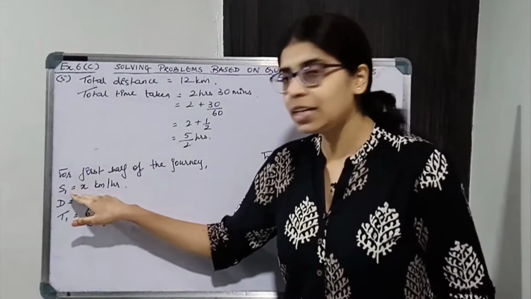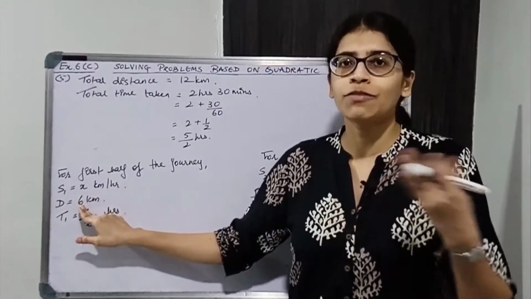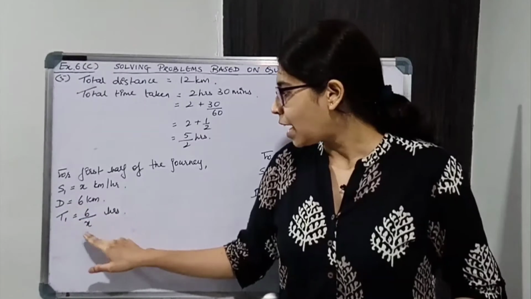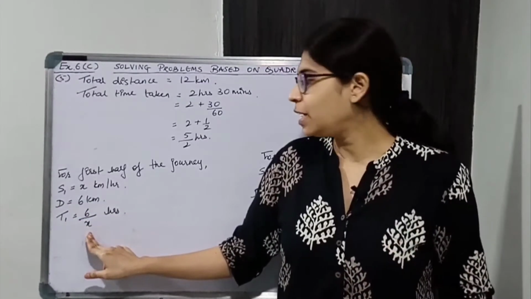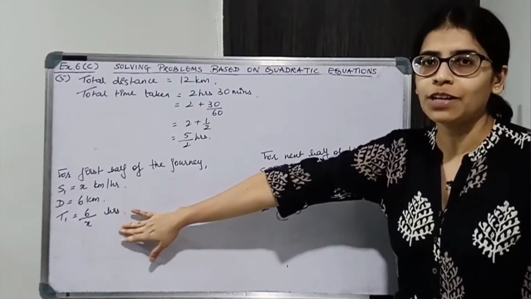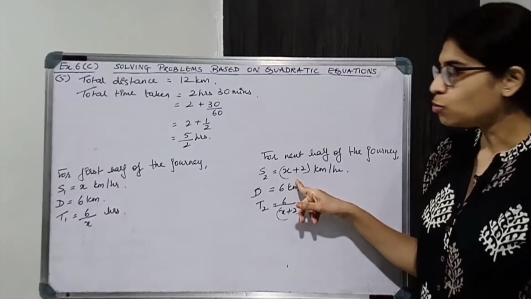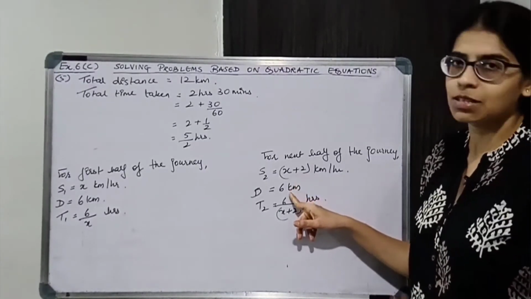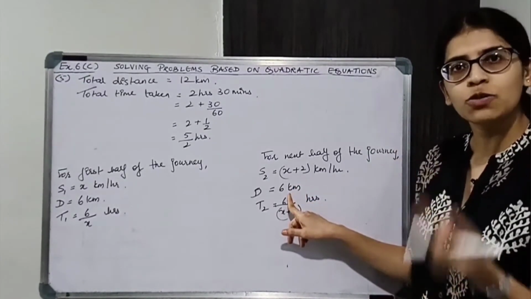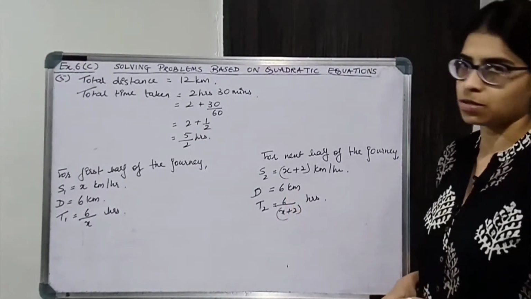So speed is x, distance is 6 kilometers, half journey है, so 12 का half 6 हो जाएगा, and time taken will be distance upon speed, that is 6/x hours, okay? I have not written the formula, you can write the formula over here. For the next half it is x + 2, speed is more, distance is same, half बाकी है, so 6 kilometers, and time taken will be 6/(x + 2) hours, okay?